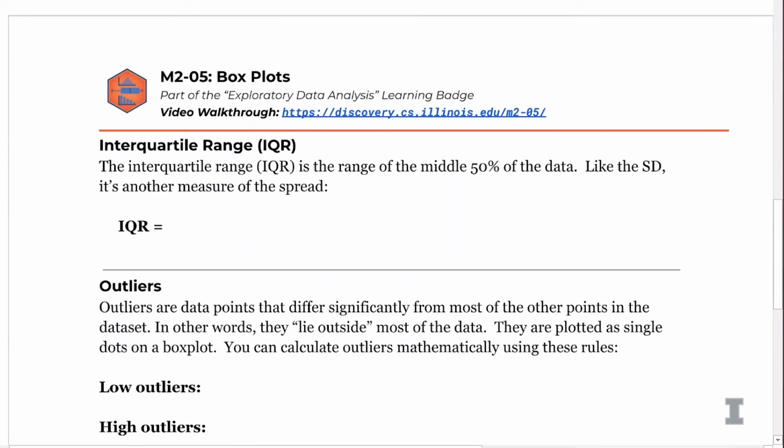So a couple more things to talk about with box plots. One measure of spread that's very visible from a box plot is something called the interquartile range, or you'll see me abbreviate this as IQR. And this is basically just the middle 50% of the data. So like the standard deviation and the range, it's another measure of spread, and we can calculate it by taking the third quartile and subtracting the first quartile. So in other words, I have the 75th percentile minus the 25th percentile, and that gives me the middle 50% of the data. And on a box plot, this is actually the width of the box.